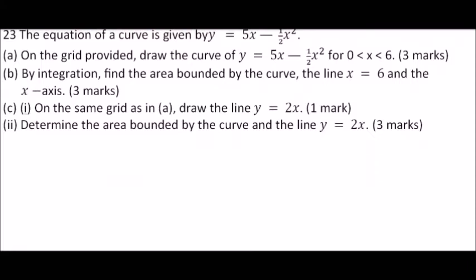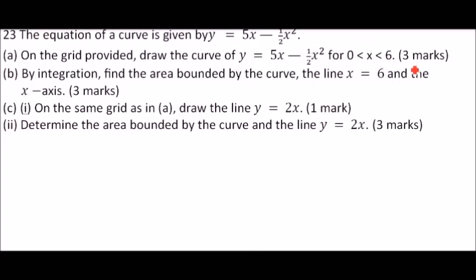So question number 23, we are told the equation of a curve is given by y equals 5x minus a half x squared. On the grid provided, draw the curve of y equals 5x minus a half x squared for x less than 6. So we have 3 marks there.